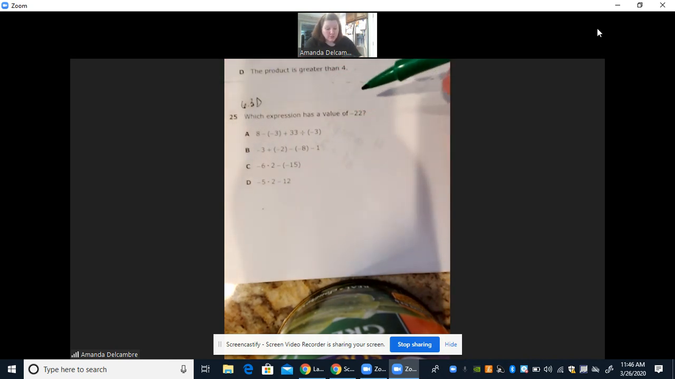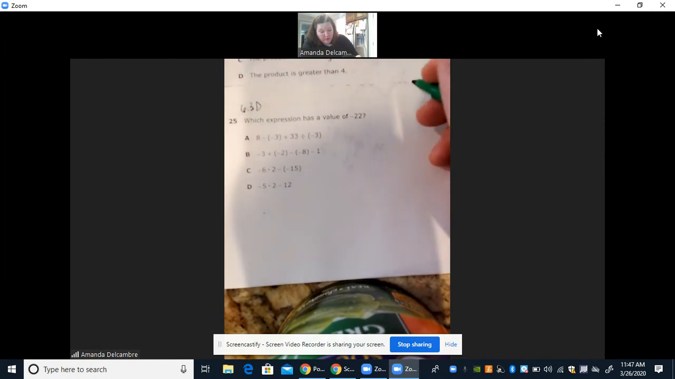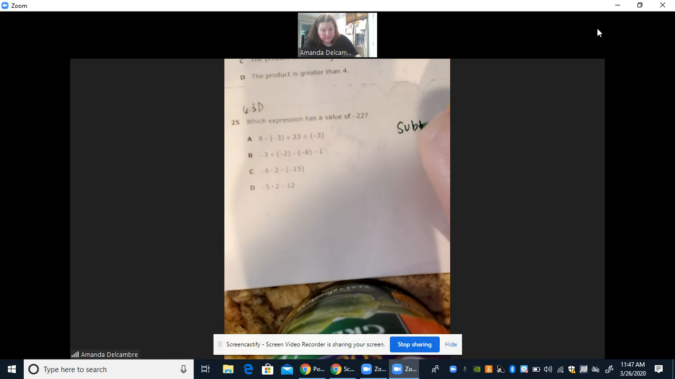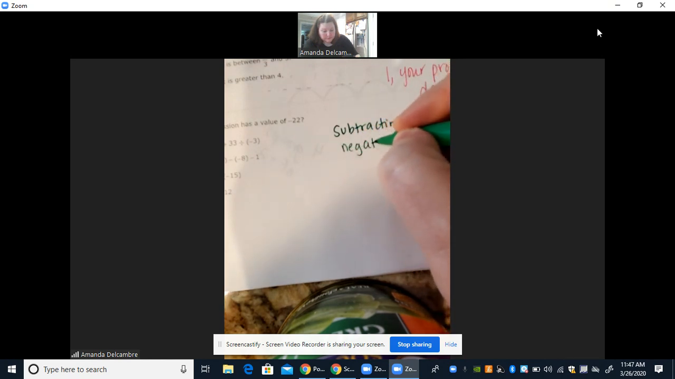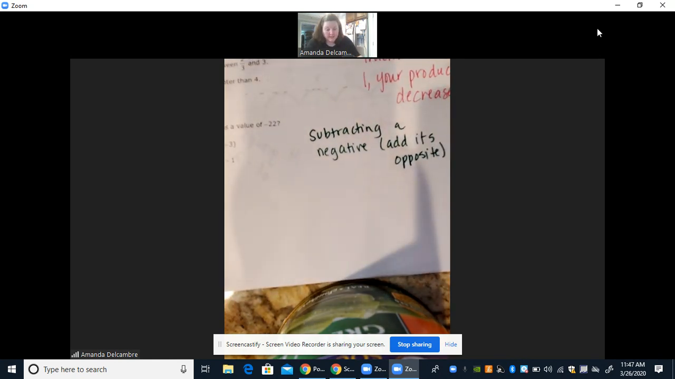Okay, so which expression has the value of negative 22? Well, we need to first solve each one of these to figure that out. And remember, when you're subtracting a negative, you add its opposite. Okay, when subtracting a negative, you add its opposite. I see a lot of subtracting negatives here, so I just want us to remember that.